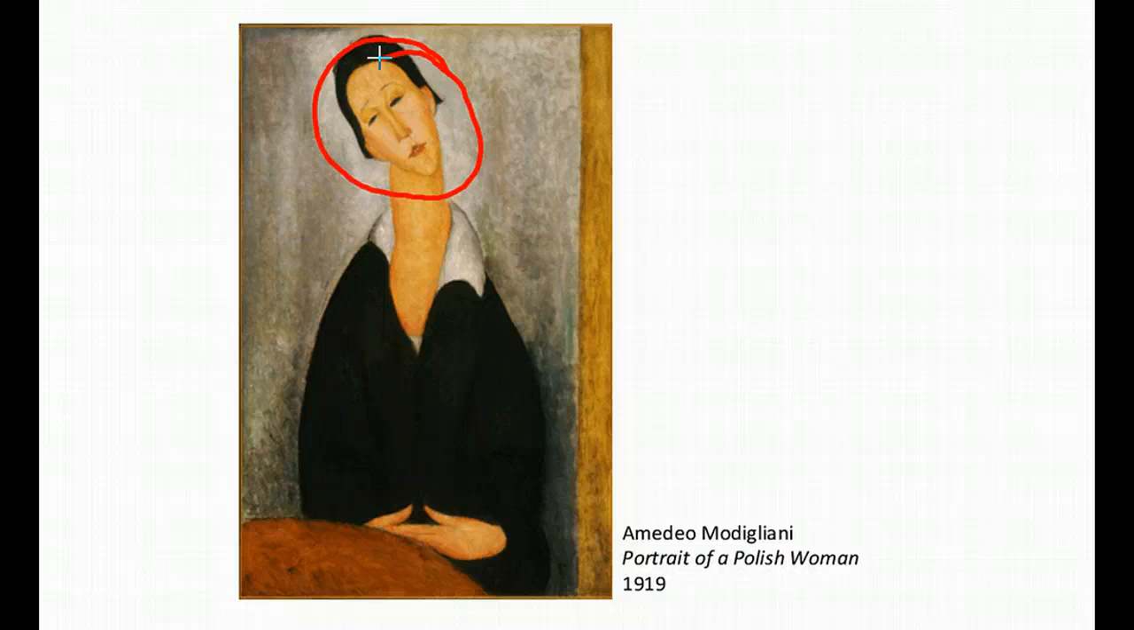The fact that Modigliani chooses not to render pupils is a way that he is bringing in some sculptural traditions, because it's hard to render pupils in sculpture, and so Modigliani decided that he was also not very interested in rendering them in painting. So this is a pretty standard Modigliani portrait.